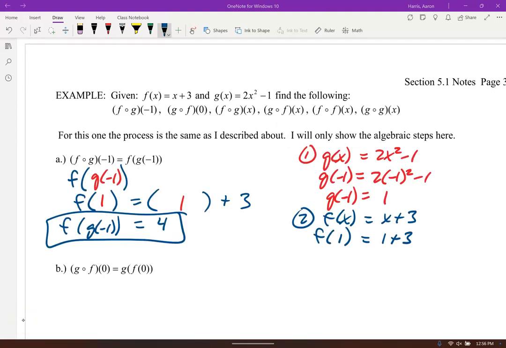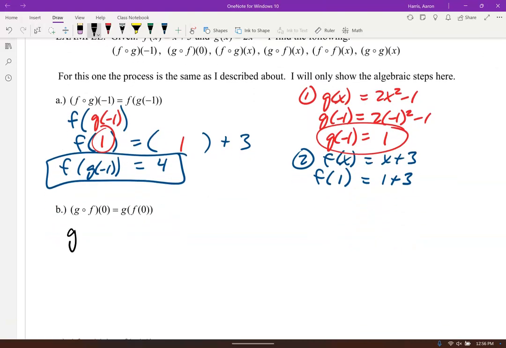So I went to the side, I found g of x, or g of negative 1, which ended up being 1. I threw that in right there. So now I'm finding f of 1. Well, f of x is x plus 3, so I just got to throw the 1 in. 1 plus 3, and I end up with 4 on that. Let's do this next one too.